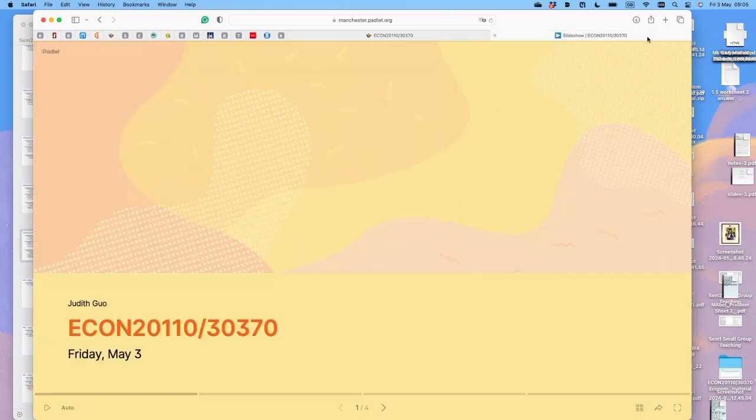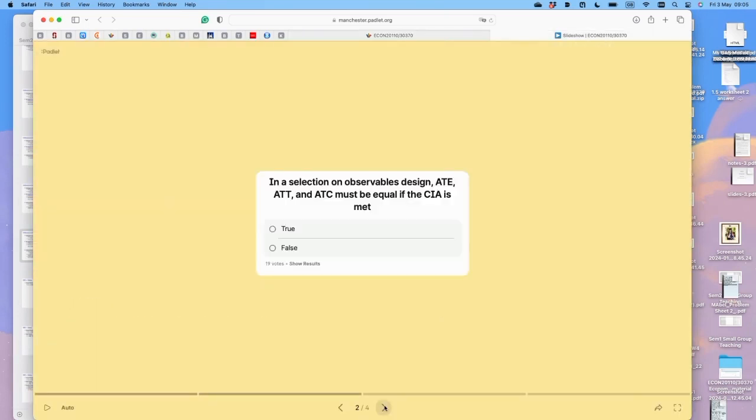So let's look at the 3 statements together. The first one is related to what we discussed on Monday. In a selection on observables design, ATE, ATT, and ATC must be equal if the CIA is met. The CIA is the conditional independence assumption. So is this a correct statement or not?